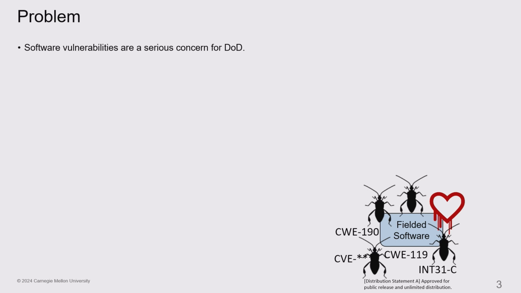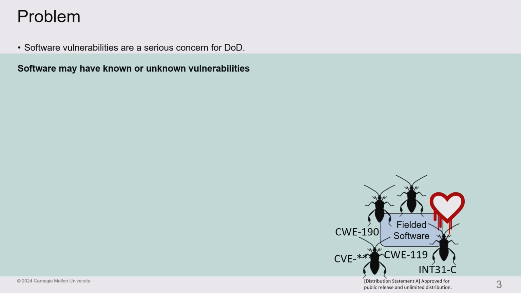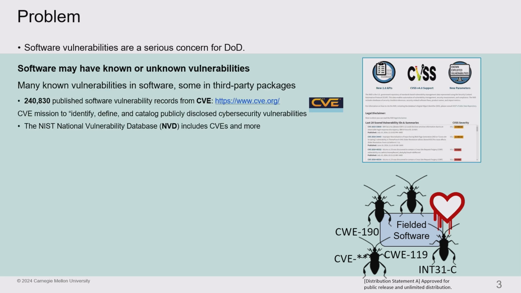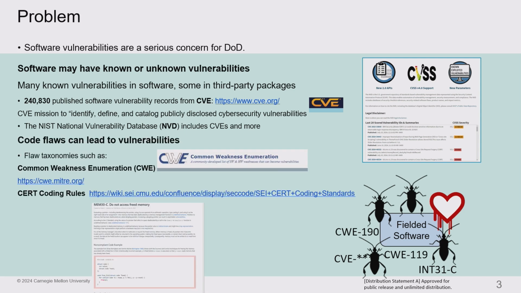We're going to use some names of some processes that are specific to the DoD, but you'll recognize that there are similarities to software security just generally. The software may have known or unknown vulnerabilities. There are many known vulnerabilities in software, some in third-party packages. There are about 241,000 currently published CVEs. And code flaws can lead to vulnerabilities.